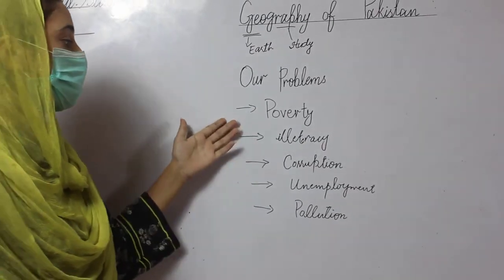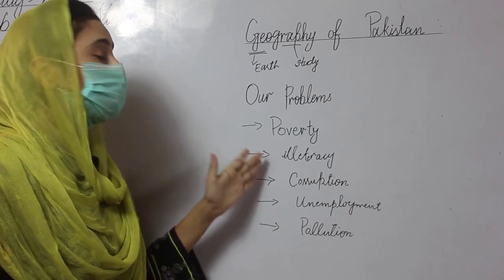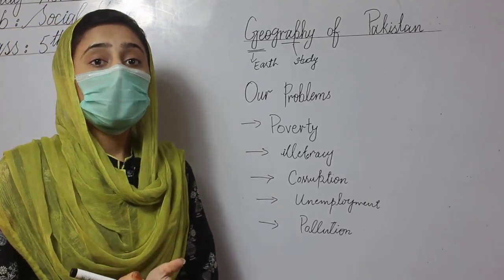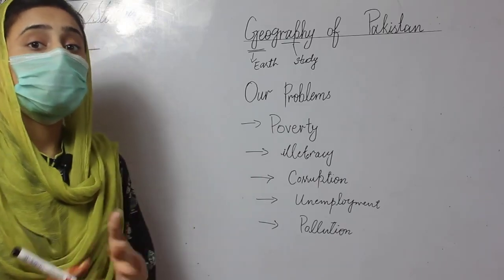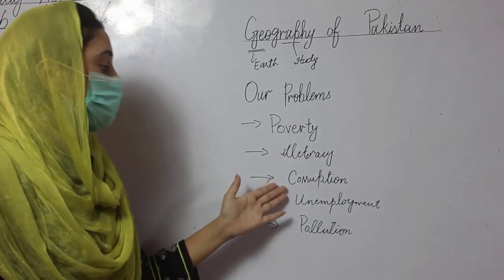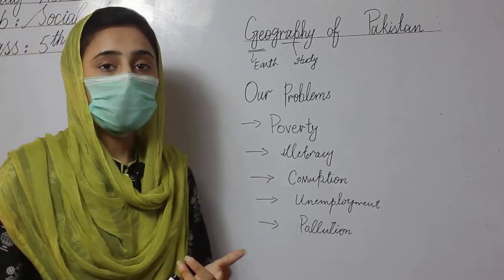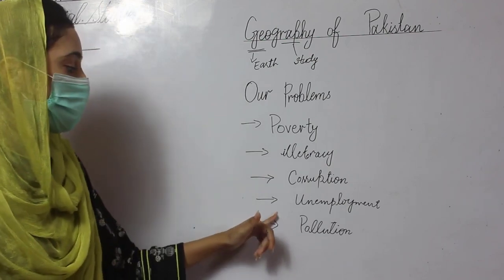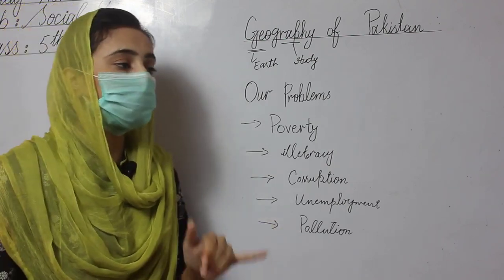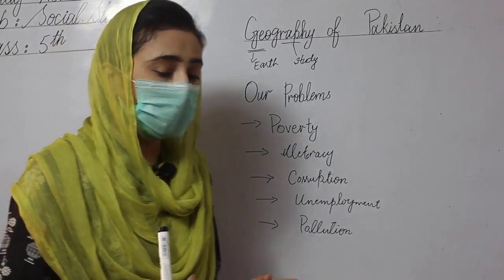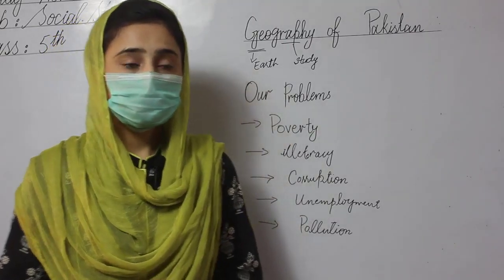First one is poverty, second one illiteracy, meaning most of the people of our country are illiterate. They are without education, they don't know how to write and how to read. And third one is corruption. Corruption is the major problem faced by Pakistan. And next is unemployment and pollution. Pollution is also a major problem in Pakistan, and pollution is a problem that is faced mostly by every country.